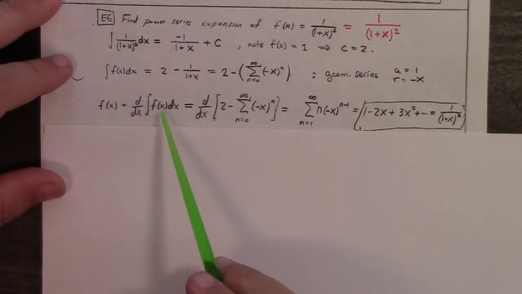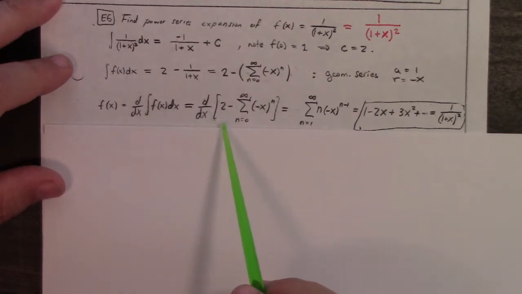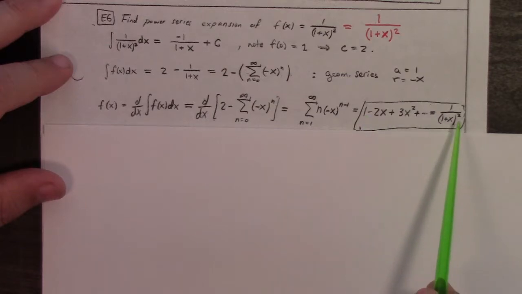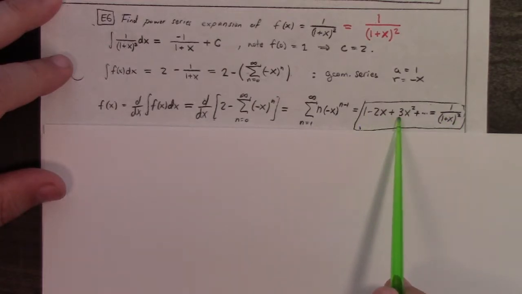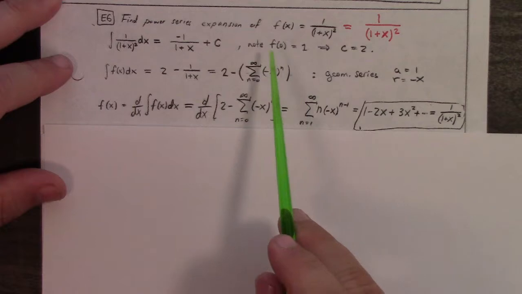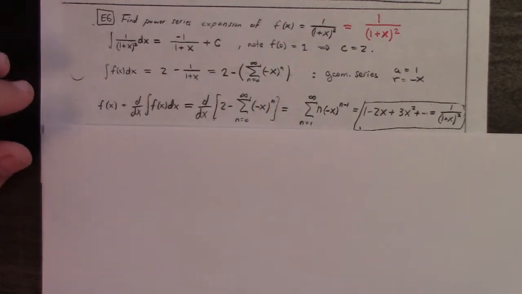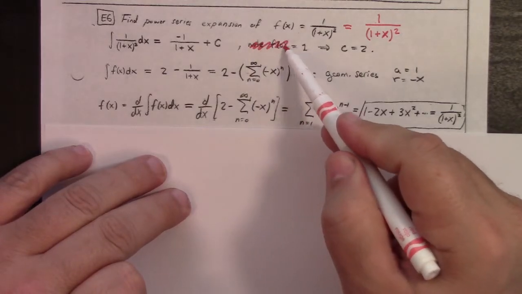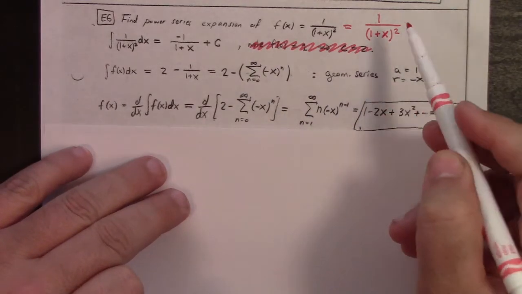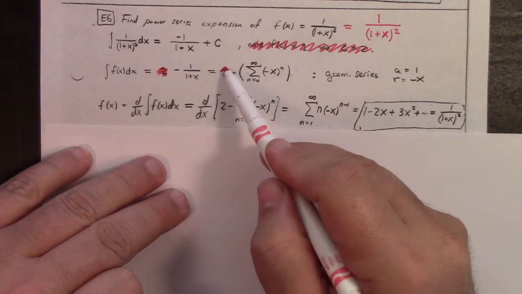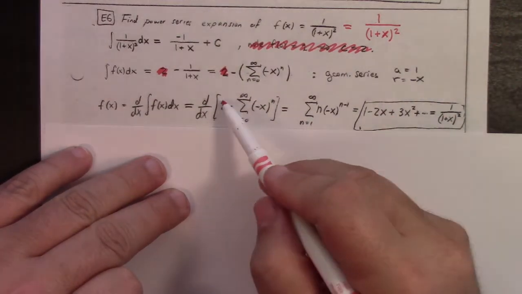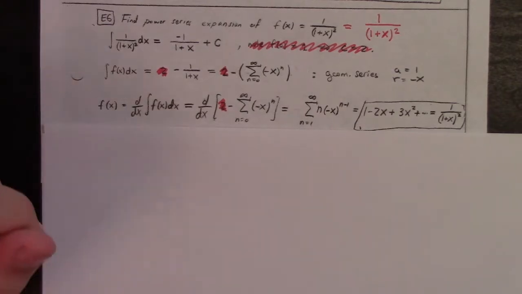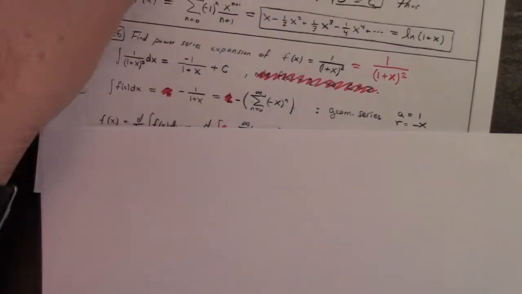So to get back to the function, we differentiate the integral. When we differentiate, that mysterious constant is gone anyway, and out pops the answer, 1 minus 2x plus 3x squared plus dot dot dot. So let me just scratch that out. That is nonsense. Sorry. Well, fixed anyway. Moving on.